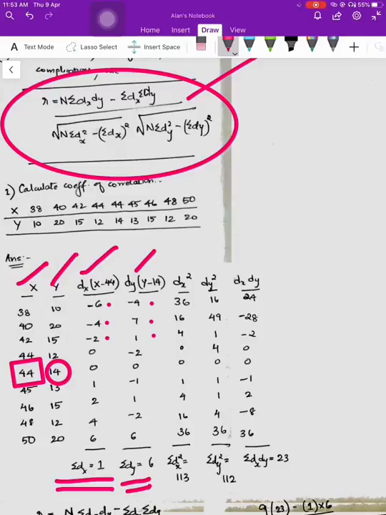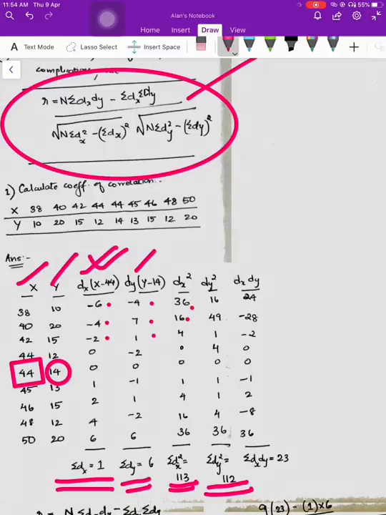Now what is the next step? We'll go forward with dx square. So we'll be squaring the dx values. Minus 6 into minus 6 will be 36. Then minus 4 into minus 4 will be 16. Same way we square the same values and do the summation as well, and we get 113 here. Again we go for the squaring of dy, and we get 16, 49, and so on, and the summation of dy square is 112. Hope you understood till here.